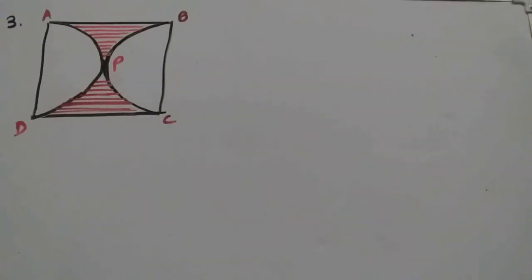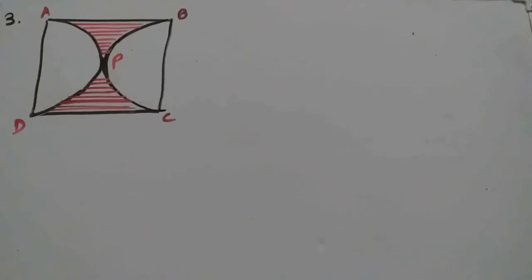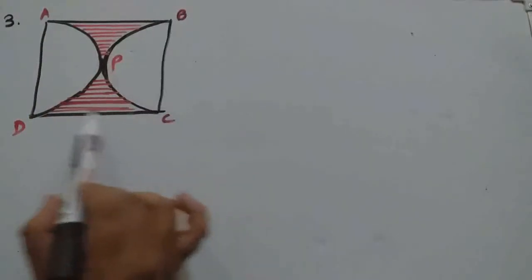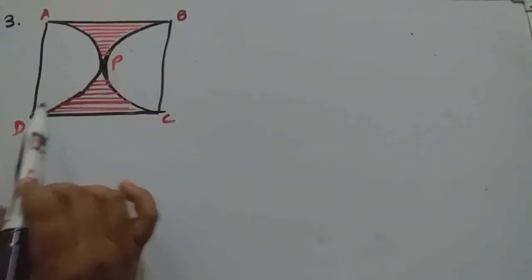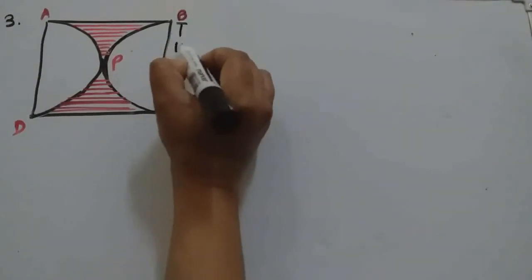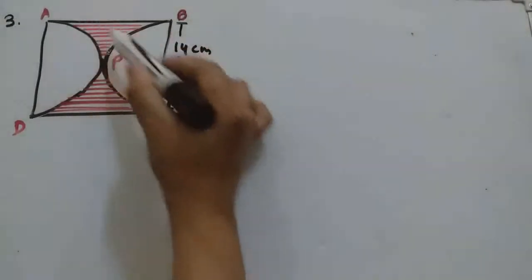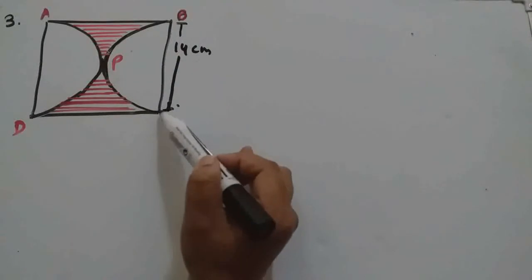In question number 3 it is given, find the area of the shaded region. This shaded region we should find, and ABCD is a square of side 14 centimeters. This side is 14 centimeter. And APD and BPC are the semicircles.